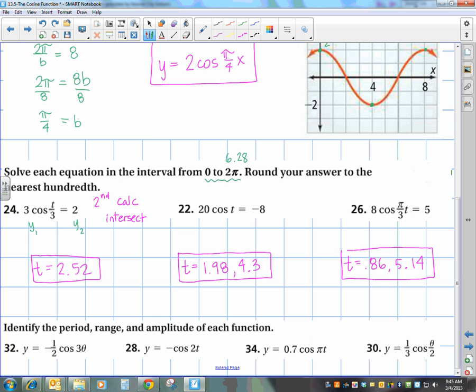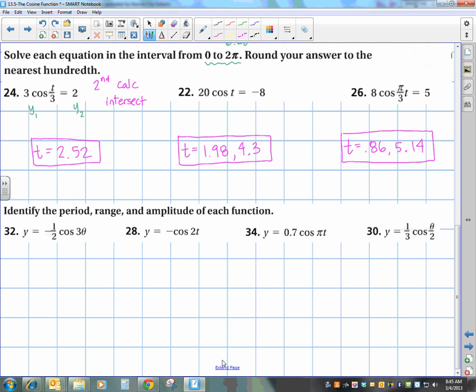Okay, the last type of problems that you're going to have to do for your assignment tonight, just to make sure that you understand our cosine function, is given an equation, find the period, range, and amplitude of each function. So, y equals negative 1/2 cosine of 3 theta. The period, remember, is 2 pi over b. There's my b right there. So it's 2 pi over 3.